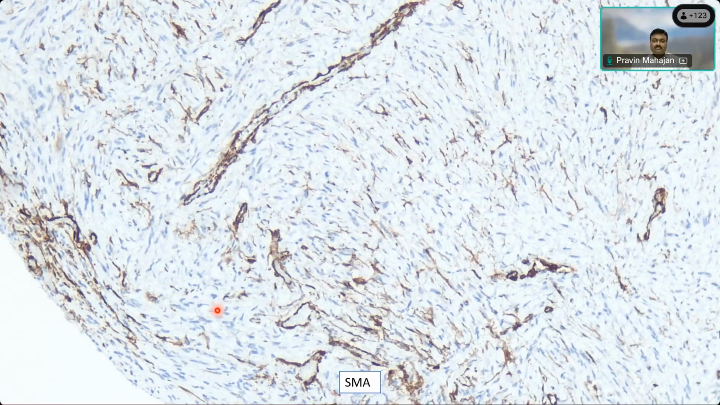And you do S100, because S100 will prove whether it is of neural origin or not. So these usually cover, these are like broad spectrum markers for something which you think is a spindle cell tumor of the soft tissues. So that's a good idea to do if you're thinking of that.